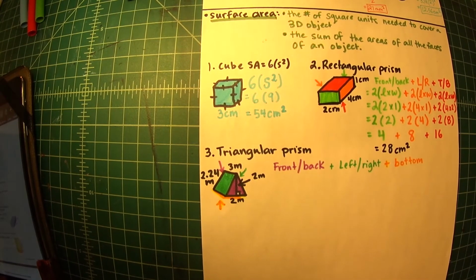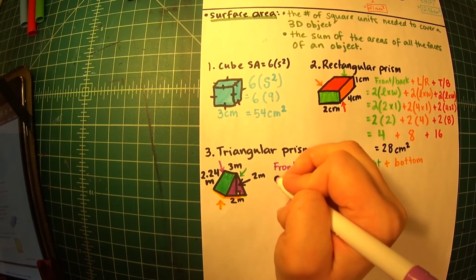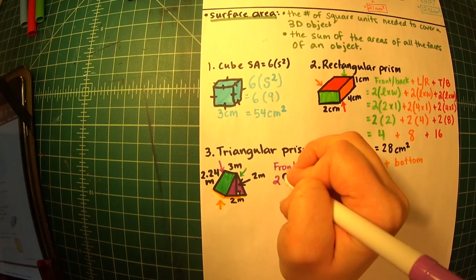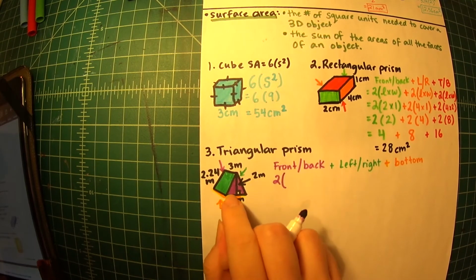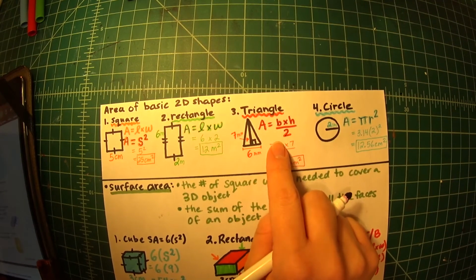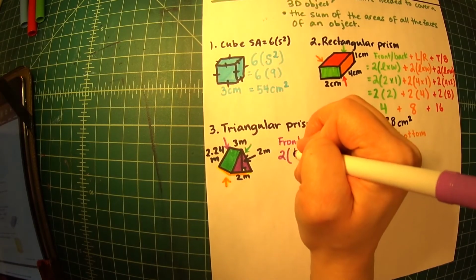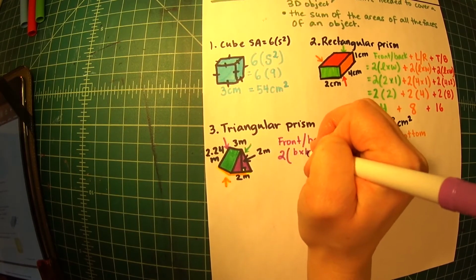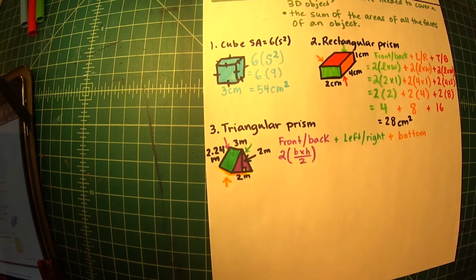Okay, so we're going to break it down just like we did the last one. So the front and the back, we have two of them. So whatever the area is of one, we're just going to have to double it to take care of both. Now for a triangle, the formula is base times height divided by 2. So that's what we're going to be doing to find the area of the front before we double it to also cover the back.